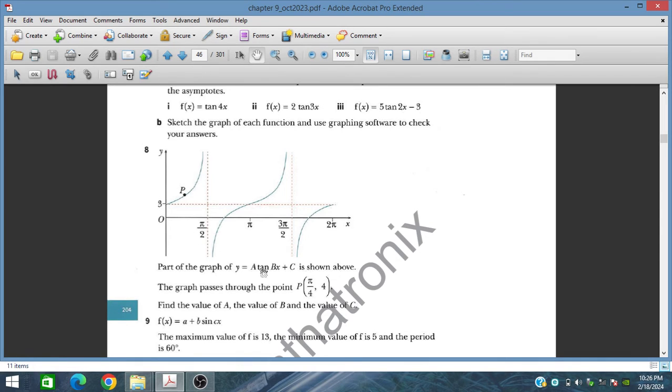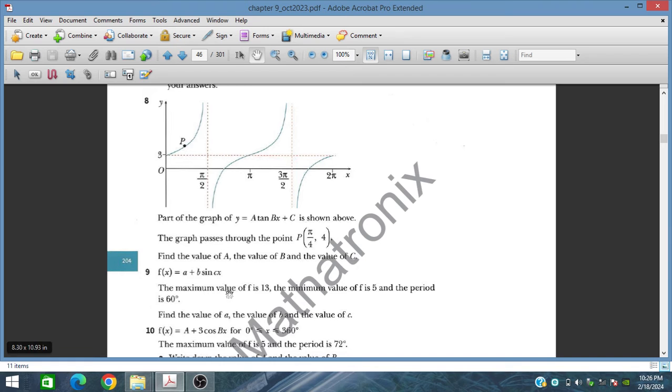c is 3, and pi by 4 is 4. If you place pi by 4 here, this value becomes 4. And since one pi is a period, this is simply 1. This graph shows at pi, this is 90 degree, it goes to infinity, and so this is simple tangent x, so b is 1.